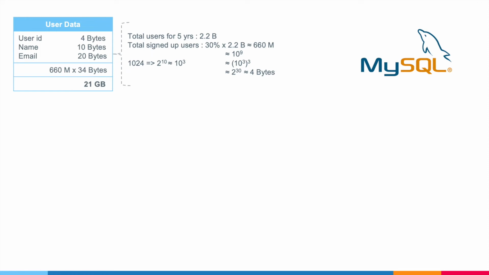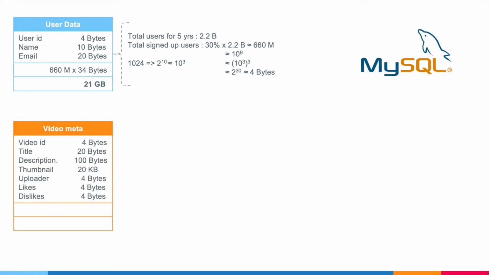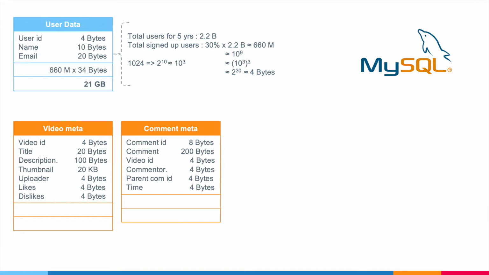Next, let's see how much storage we need for metadata of videos. We can store video ID, title, description, thumbnail, uploader ID, likes and dislikes corresponding to each video. For metadata of comments, we could store a unique comment ID, the comment itself, video ID for which the comment is, commentator's ID, parent comment ID in case a comment is a reply to another, and the timestamp.